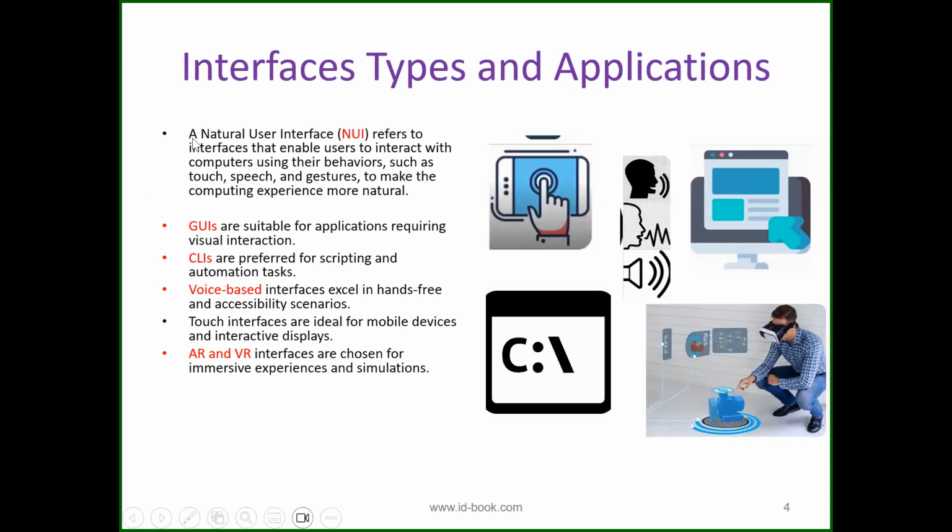Interface types and applications. For example, the natural user interfaces, also known as NUI, refer to interfaces that enable users to interact with computers using their behavior, such as touching, speech, or gesture, to make the computing experience more natural, as you can see here. And graphical user interfaces are suitable for applications that need visual interaction. The one that we use in our laptops is a graphical user interface where we have icons and cursors.